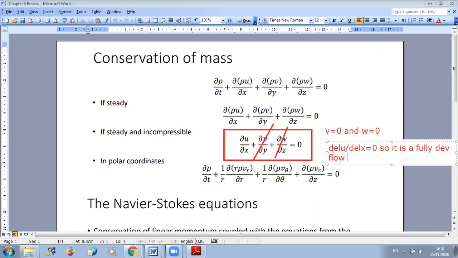Now you can't say it just because it's steady. For steady incompressible flow you can directly write this relation. You can tell me since it's a steady and incompressible flow, then del U by del X plus del V by del Y plus del W by del Z equals 0. Then since V and W are 0, I can simplify to get only del U by del X equals 0. If steady and incompressible, you can directly apply this.